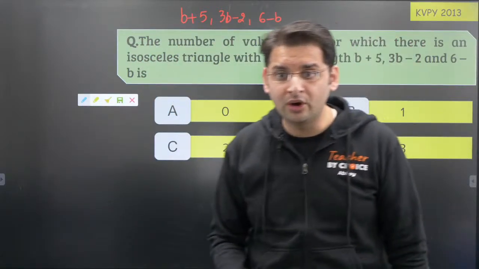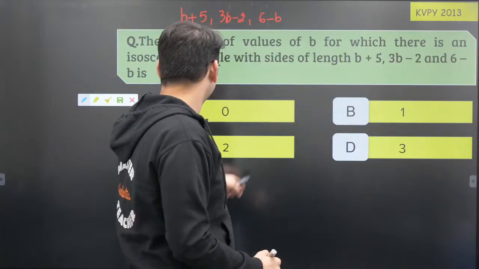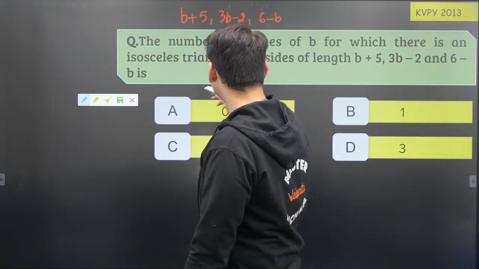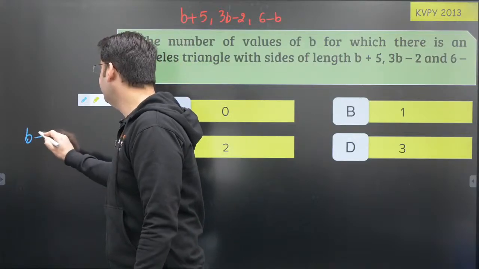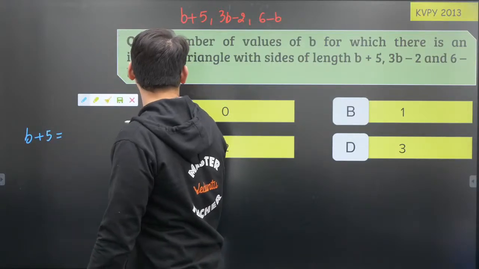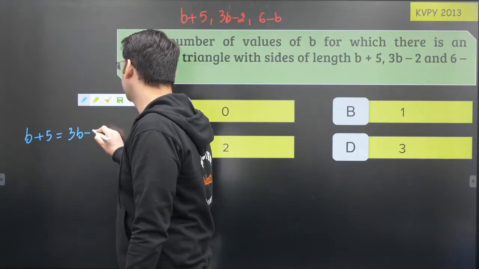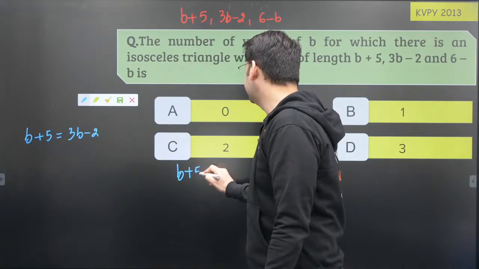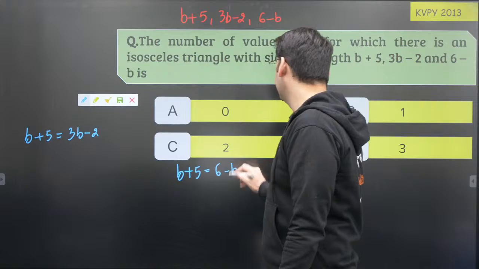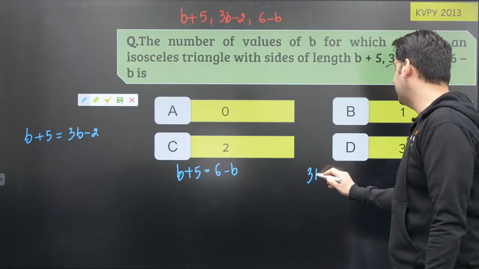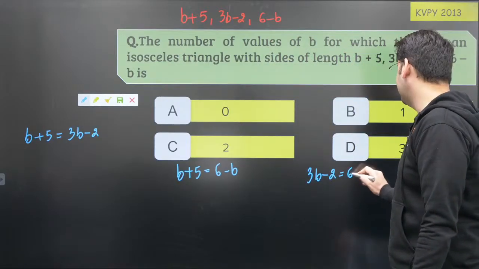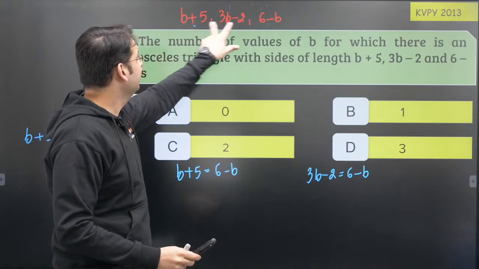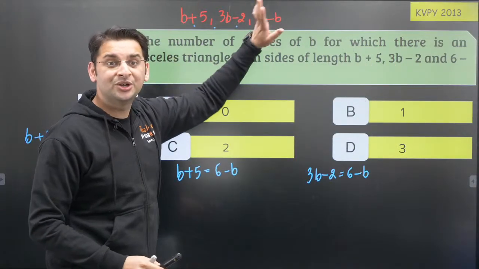So people are saying 2 or D. So it is C or D. देखते हैं क्या आंसर होगा बच्चे. So isosceles triangle, either B plus 5 is equal to 3B minus 2. This is one possibility. Or B plus 5 is equal to 6 minus B. And the third possibility is 3B minus 2 is 6 minus B. So these are the only three possibilities. ये दोनों साइड्स बराबर कर दो, ये दोनों बराबर कर दो और फर्स्ट और थर्ड को बराबर कर दो.